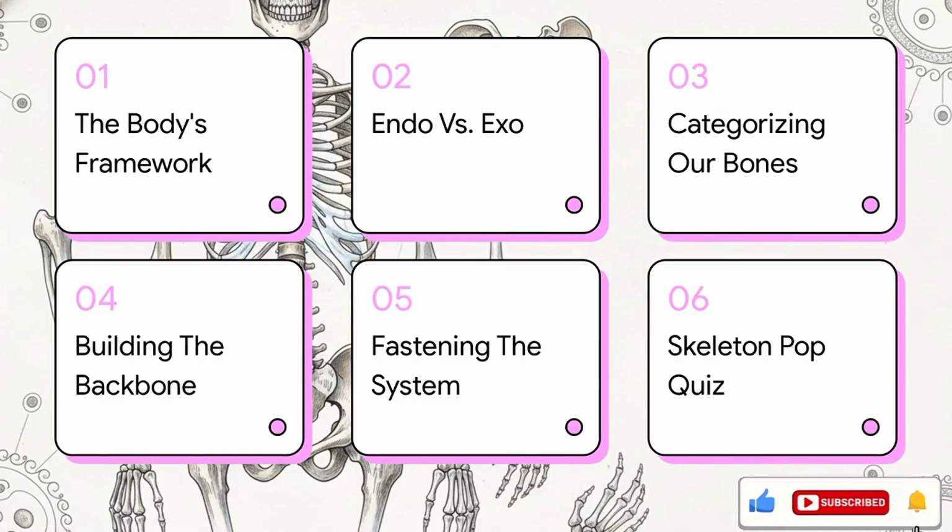All right, here's our game plan for today. We'll start with 1, the body's framework. Then look at 2, endo versus exo. After that, we'll dive into 3, categorizing our bones. 4, building the backbone. And 5, fastening the system. Finally, we'll wrap things up with 6, a skeleton pop quiz.